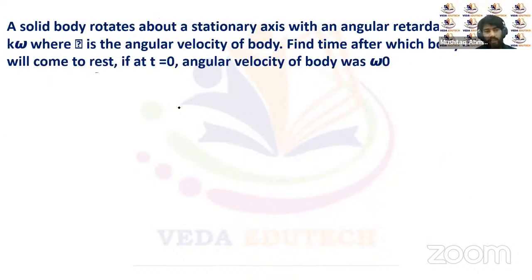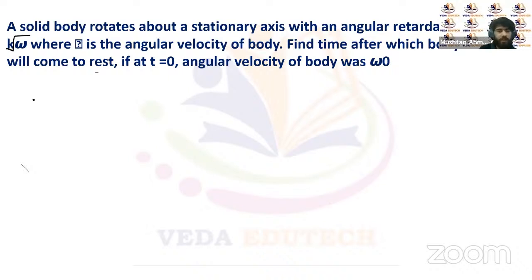Now let's discuss this question. A solid body rotates about a stationary axis with an angular retardation k root omega, where omega is the angular velocity of the body. Find the time after which the body will come to rest, if at time t equal to 0, the angular velocity of the body is omega naught.